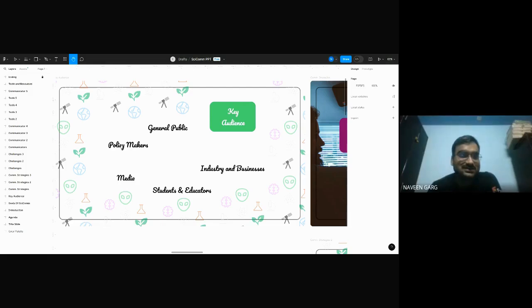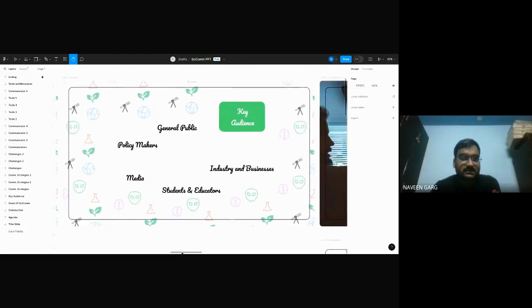So first we have the general public, the people to whom we directly convey a message. And then we have policymakers, people who are in power, and we need to make them know why we do these things, why this research is important, and how this research could affect us. And the third part is the media. The media is basically the connecting point of scientists to the general public.